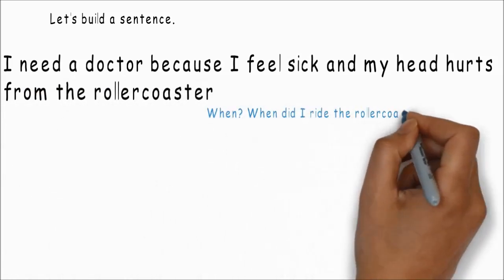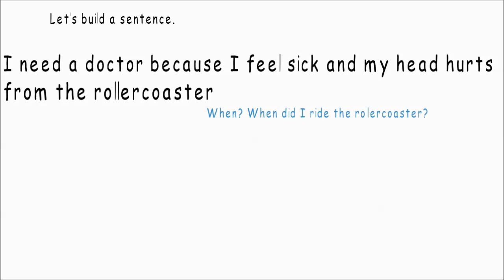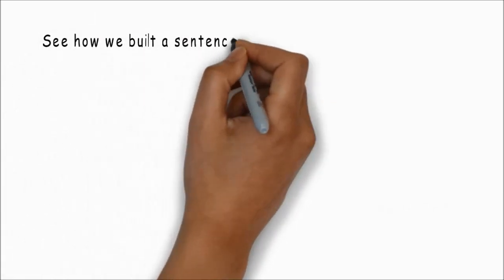When? When did I ride the roller coaster? From the roller coaster just now. Oh, I must be at an amusement park. See how we built a sentence.